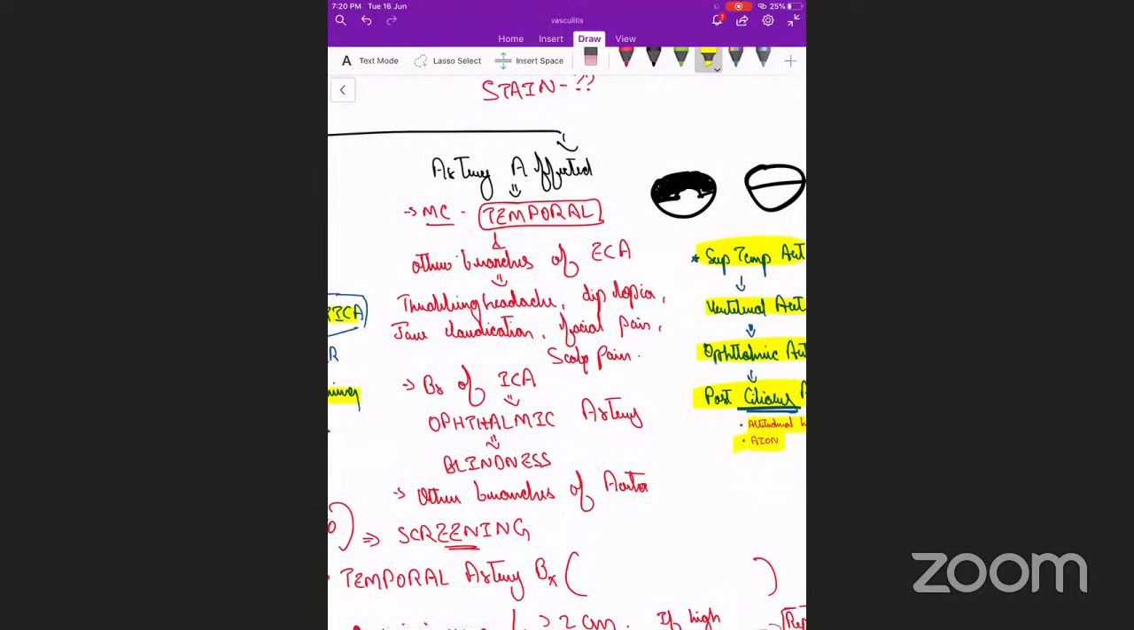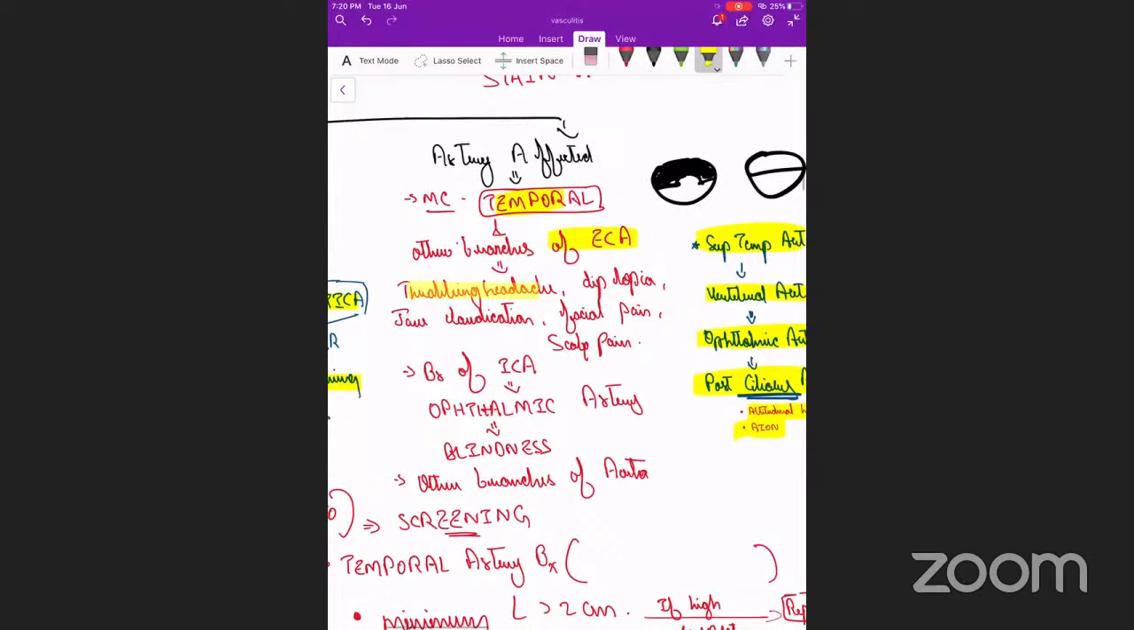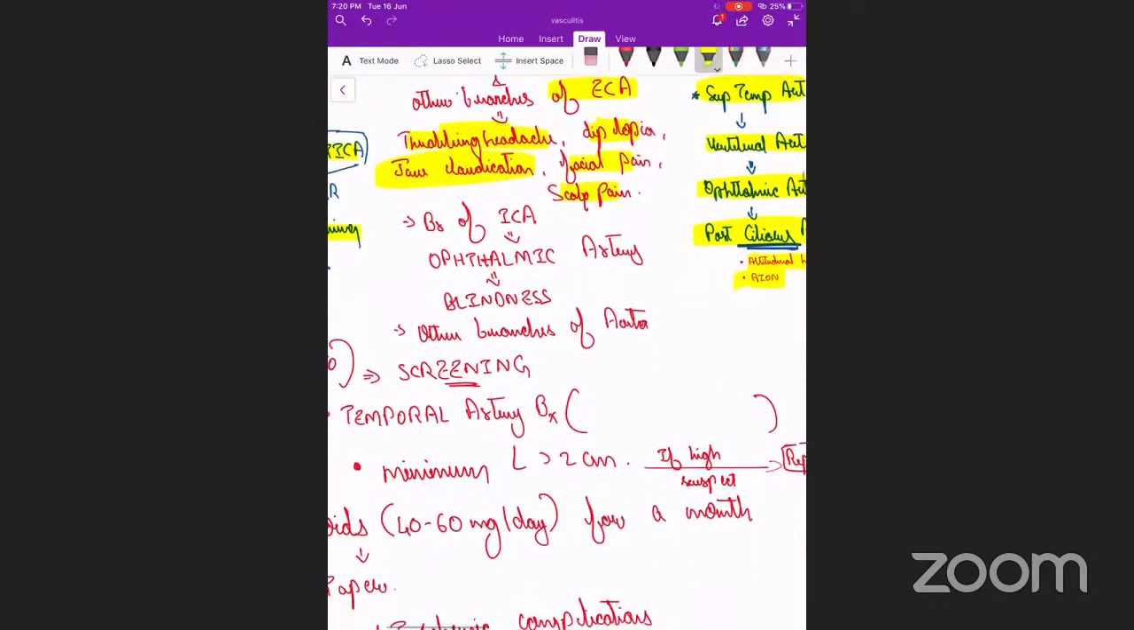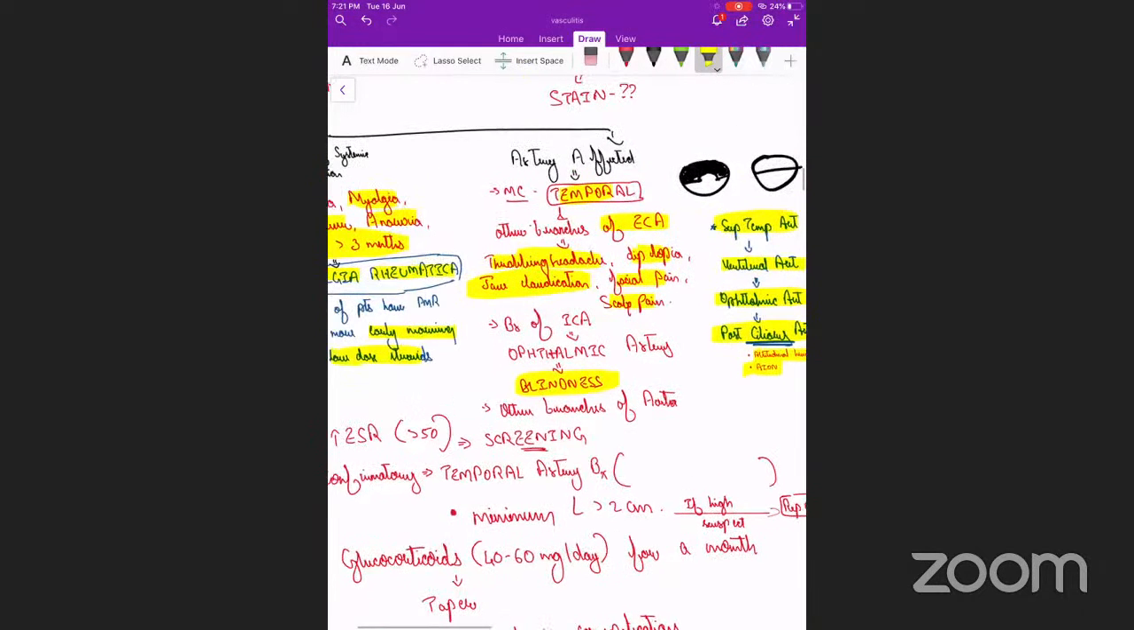So what will be the clinical features when these arteries are affected? If the temporal artery and other branches are affected, you will have localizing features like throbbing headache, very important. Then comes diplopia, jaw claudication, facial pain, scalp pain, all these things. If branches of the internal carotid artery are affected, very, very dangerous, it can lead to blindness. That's why it should be diagnosed early and treated with steroids to avoid this complication of blindness. Other branches of the aorta can be affected as well. As we saw in our patient, the subclavian artery was affected, that's why he had claudicating pain.